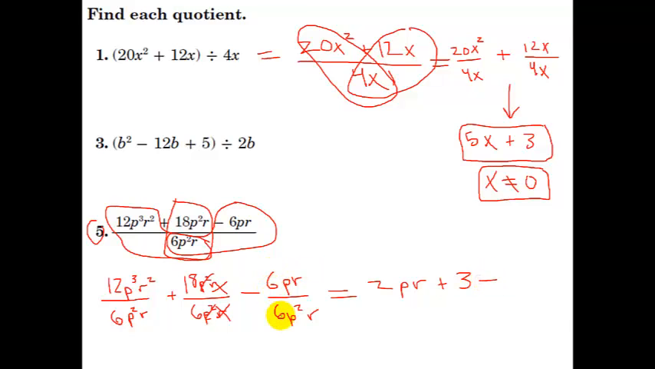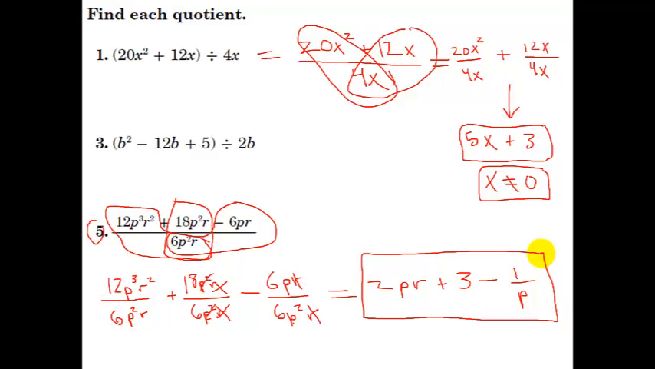Minus 6 over 6 is 1. P over p squared is going to give me a p left over in the denominator because the bottom is 2, the top has only 1, and then the r's cancel out. So final answer, fully simplified, is right there.